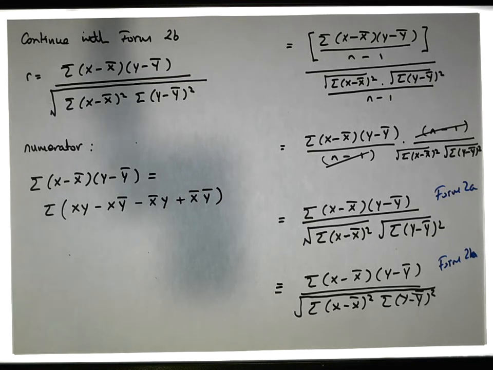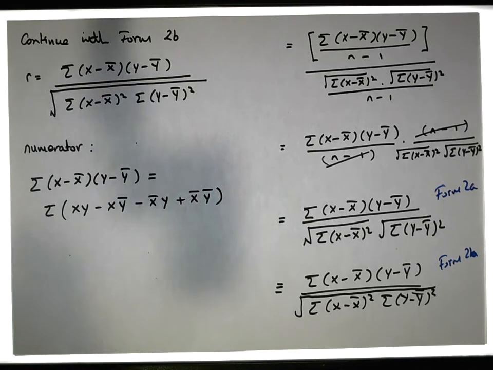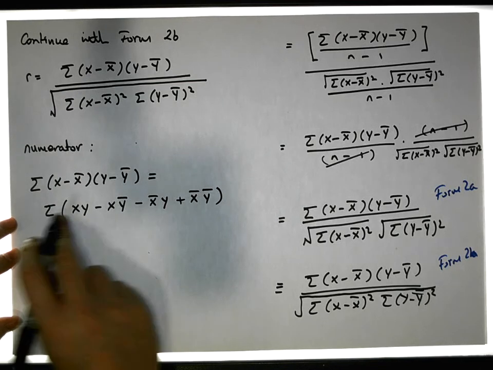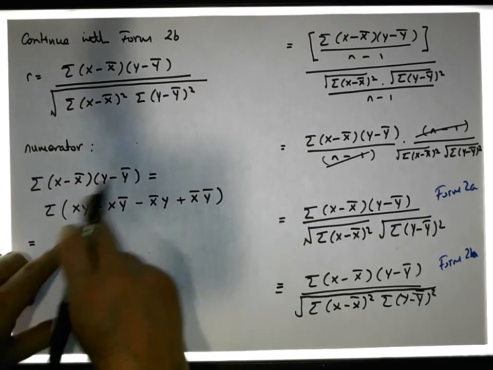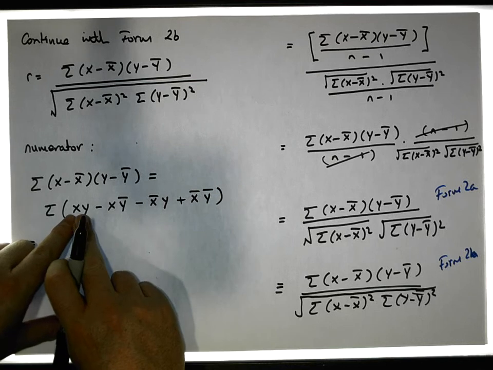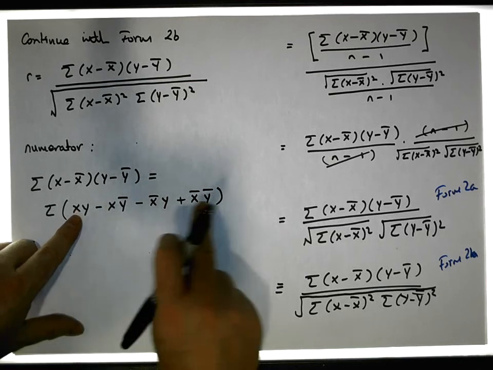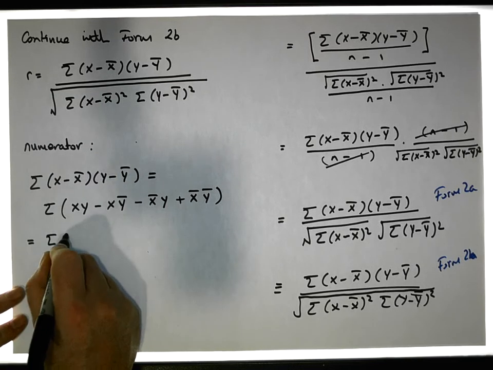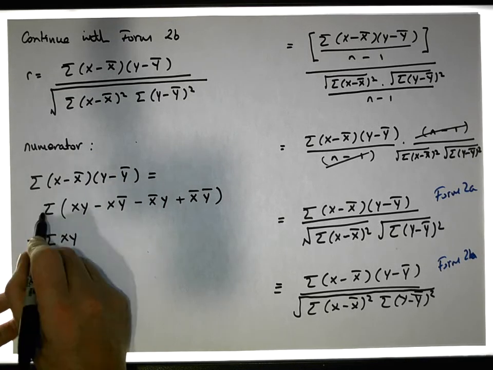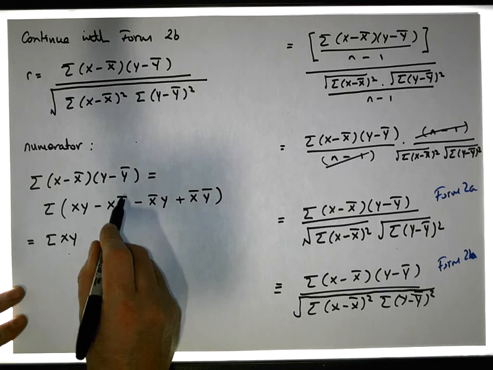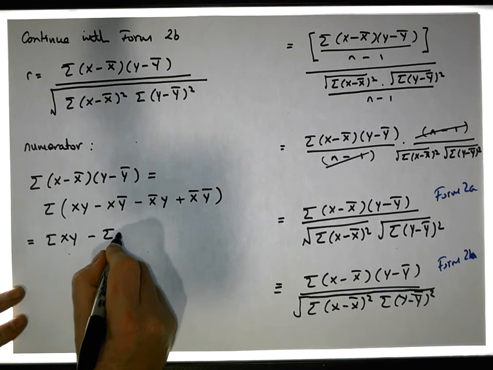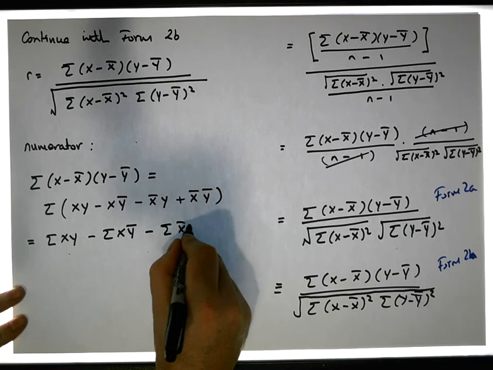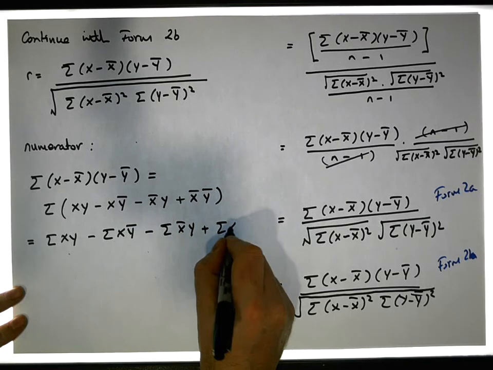So that's what we end up with here, which is a summation of all of these terms. A summation of a summation is the same as a summation in total. So this becomes the sum of the xy's plus the sum of minus x times y bar, which is the same as minus the sum of x times y bar, minus the sum of x bar times y, plus the sum of x bar y bar.